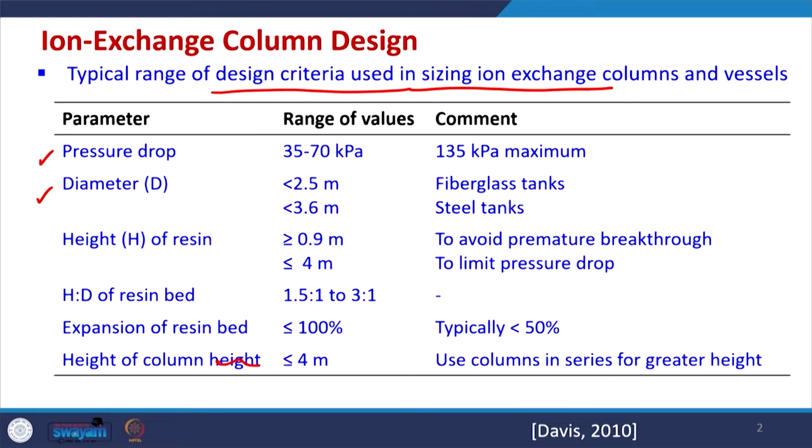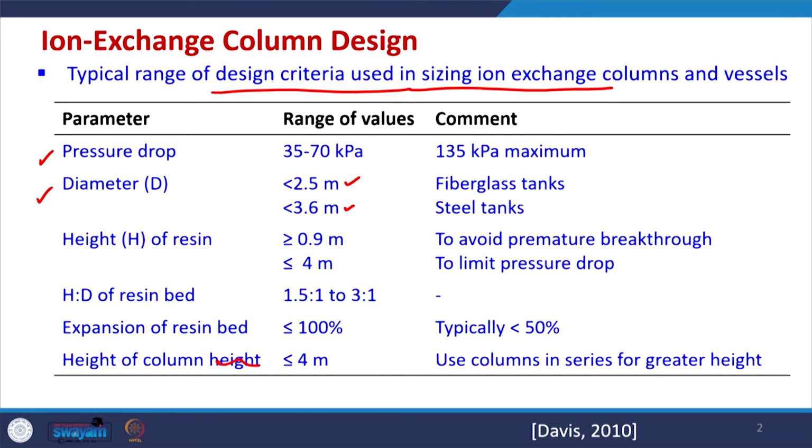So, pressure drop is generally kept in the range of 35 to 70 kilopascal. It may be a maximum up to 135 kilopascal. Then the diameter also depends upon the type of column which is being used. So, we may have less than 2.5 meter or less than 3.6 meter, depending upon whether we are using fiberglass tanks or steel tanks.